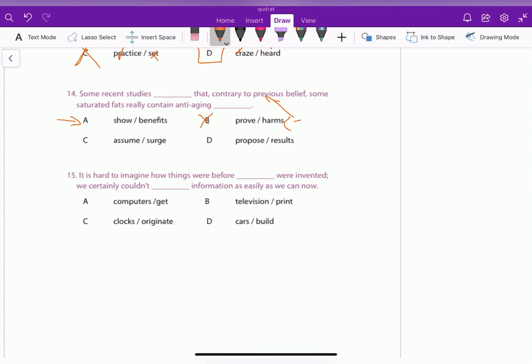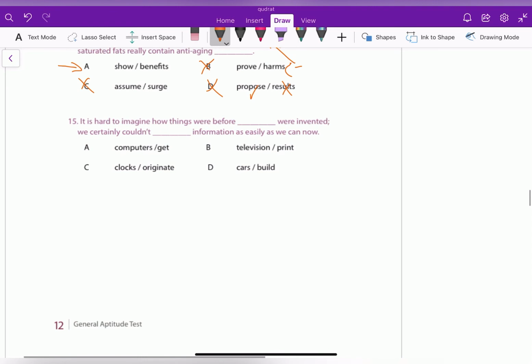Okay, so some recent studies assume that, contrary to previous belief, some saturated fat really contain anti-aging surge. That makes no sense. Some recent studies propose that, contrary to previous beliefs, some saturated fats really contain anti-aging results. This doesn't really make sense, making the whole answer wrong.